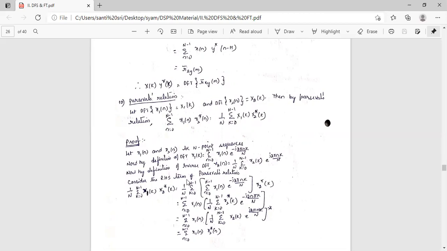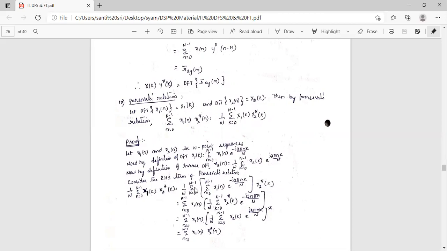Then consider the RHS term of Parseval's relation, that is 1 by N into sigma k equal to 0 to N minus 1 x1 of k into x2 star of k, which is equal to 1 by N into sigma k equal to 0 to N minus 1. Now x1 of k, what is x1 of k? Sigma n equal to 0 to N minus 1 x1 of n into e power minus j 2 pi n k by N, into x2 star of k. Okay, x2 star of k, right?